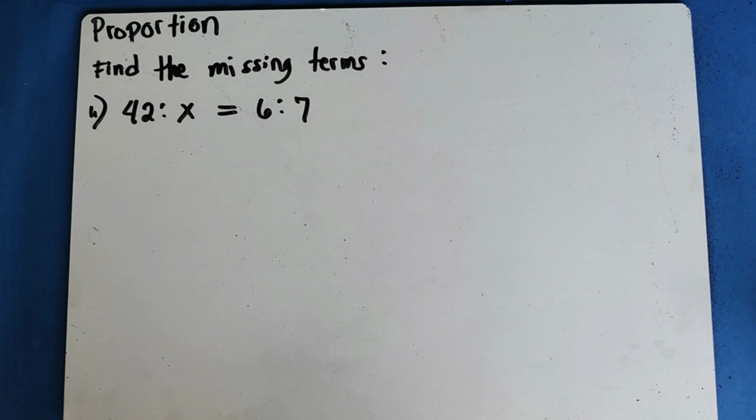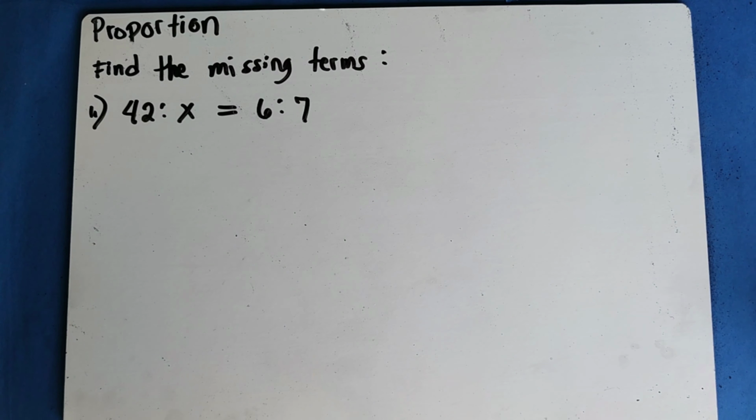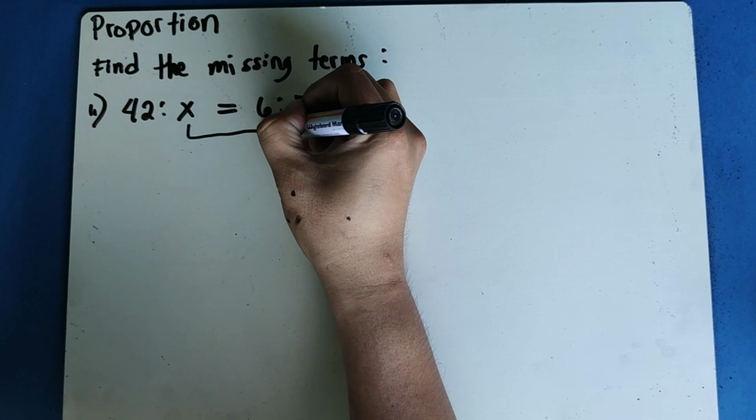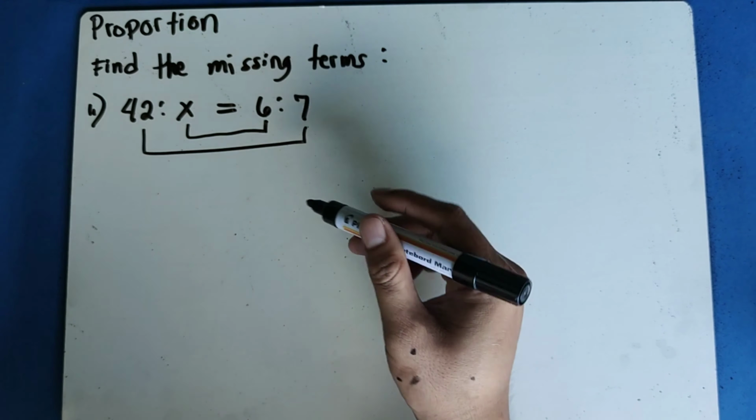Okay, so let us now apply the concept of proportion. We have here, find the missing terms. Number 1, 42 is to x is equal to 6 is to 7. So we need to find the value of x. So what does proportion say? The product of the means is equal to the product of the extremes.